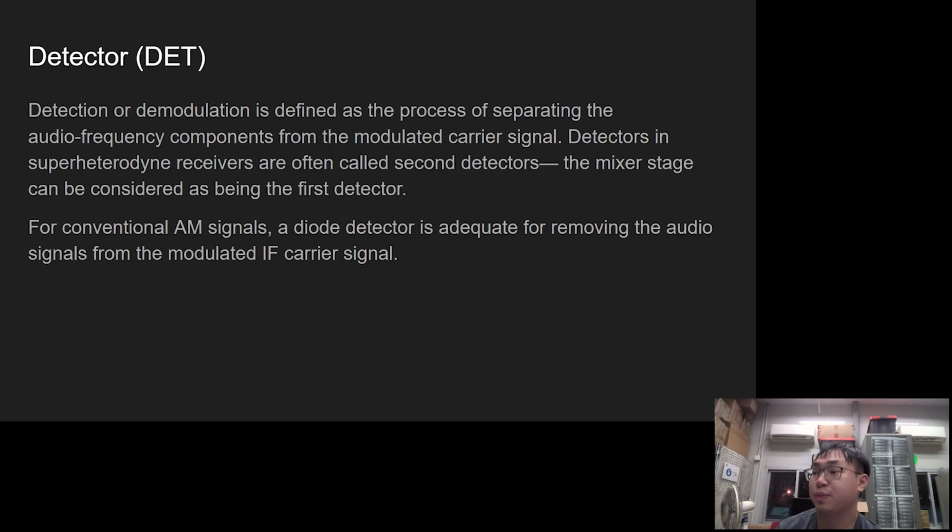Detector. Detector, or we call it the process of demodulation, is just to recover the audio signal from the IF carrier. Let me grab my iPad and do it once again.